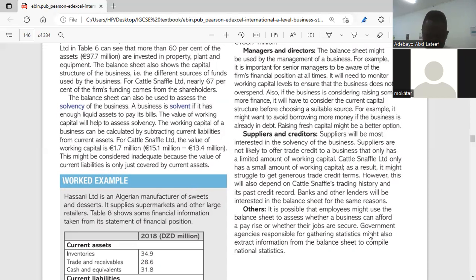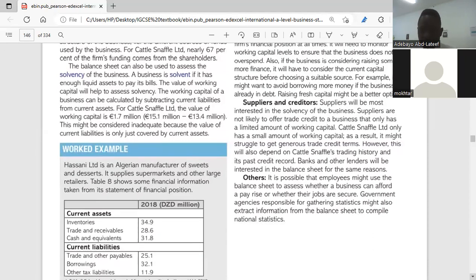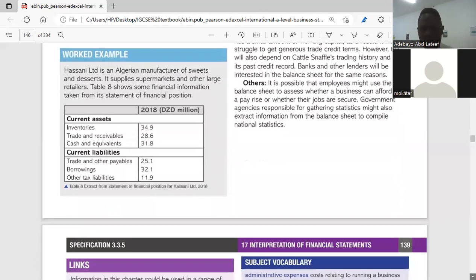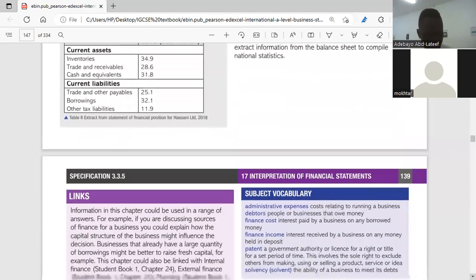For others, like employees, they might use the balance sheet to assess whether a business can afford to increase their pay or not. How do they get to know this? They get to know through the assets the business is having. And if the business is having less liabilities, it means that the business is in a very stable financial position. That means it can increase their salary. For governments, they want to gather information. They want to be sure that the information you've given is right, and they can use the information about the statement of financial position for national statistics. They can use it as a reference point for other businesses.